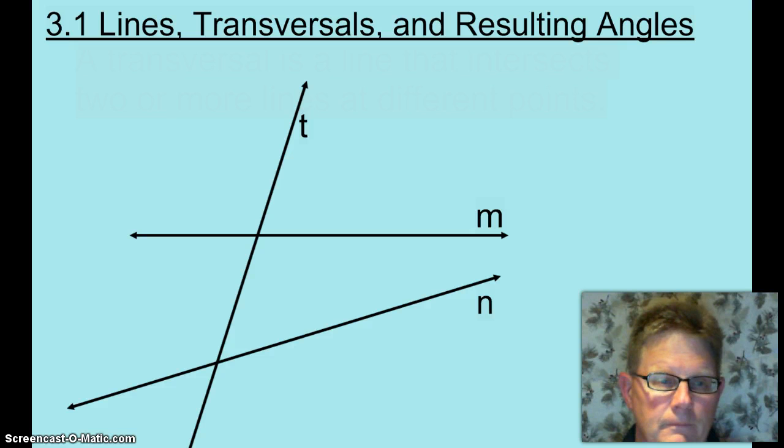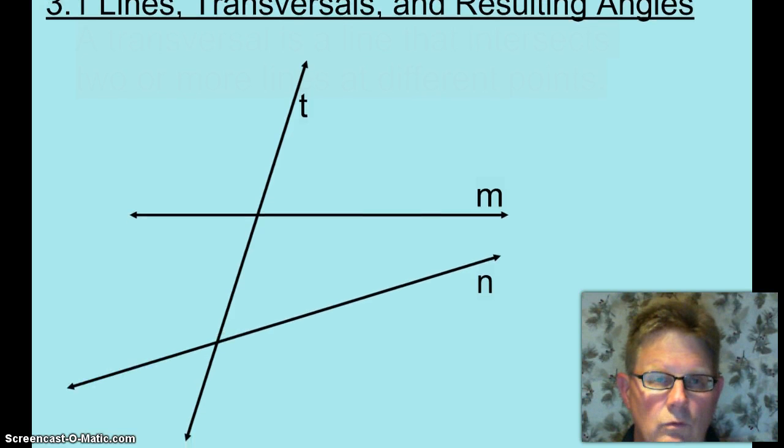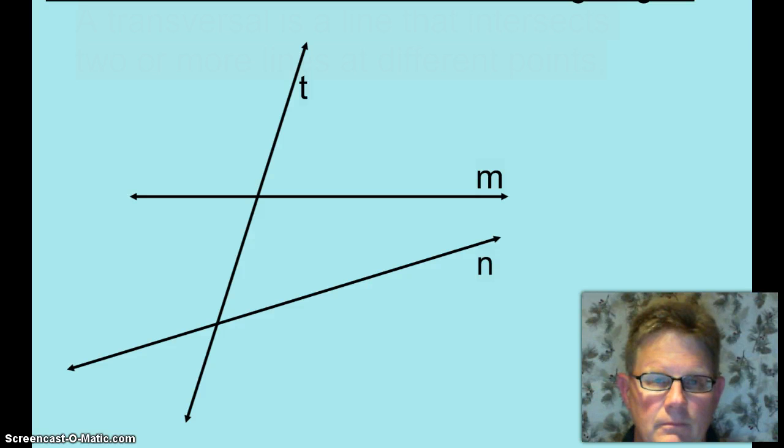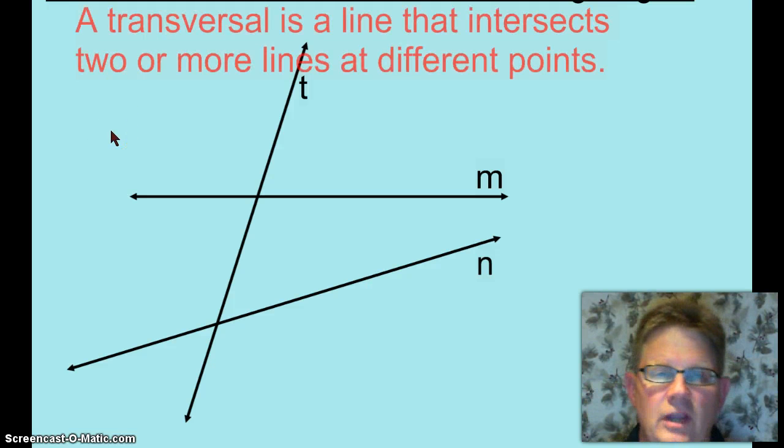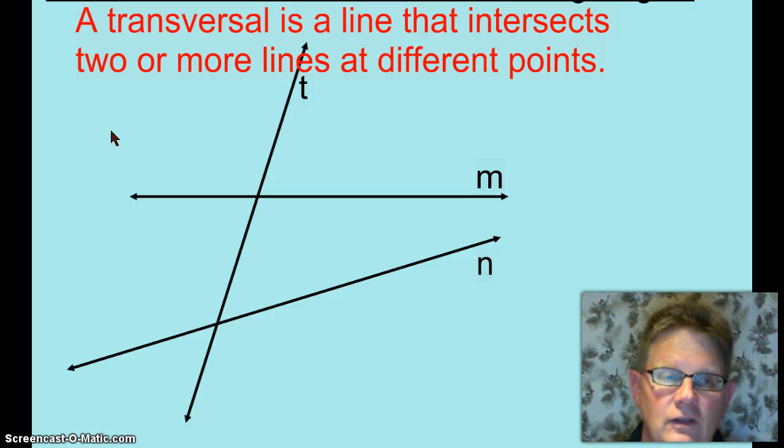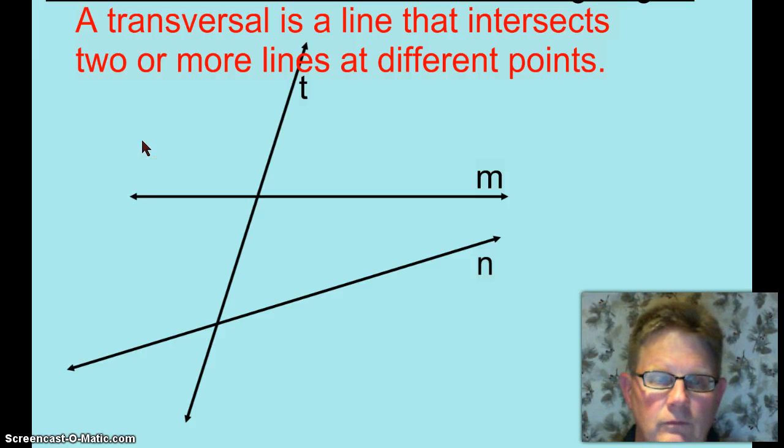Alright. Right now, with the picture I have there, I've got T intersecting both M and N, not at the same point. Let's go ahead and throw this definition out here. A transversal is a line that intersects two or more lines at different points. So line T there is a transversal because it's hitting M and N at different points. Now some cool things happen, but we'll go ahead and move on.